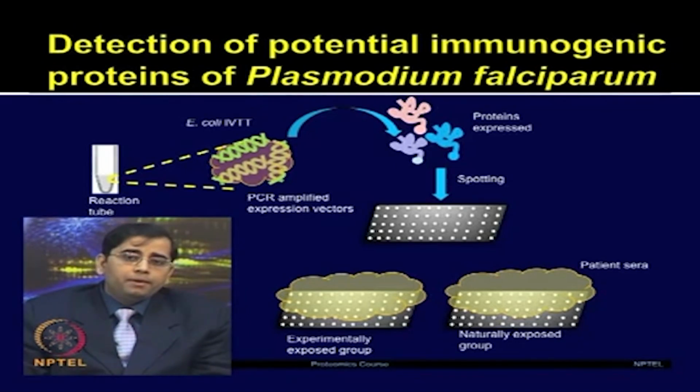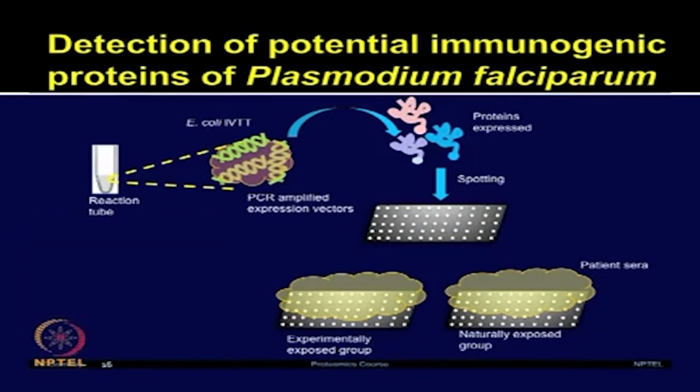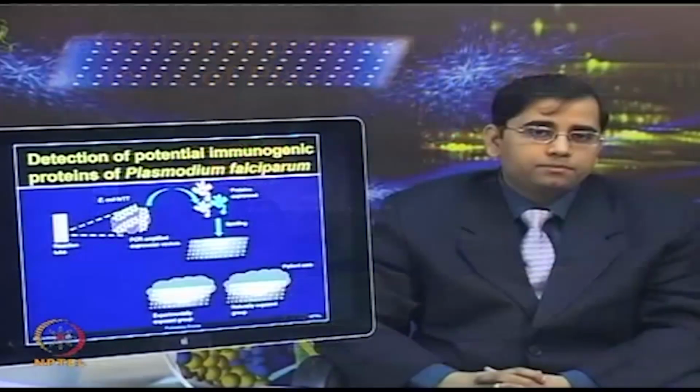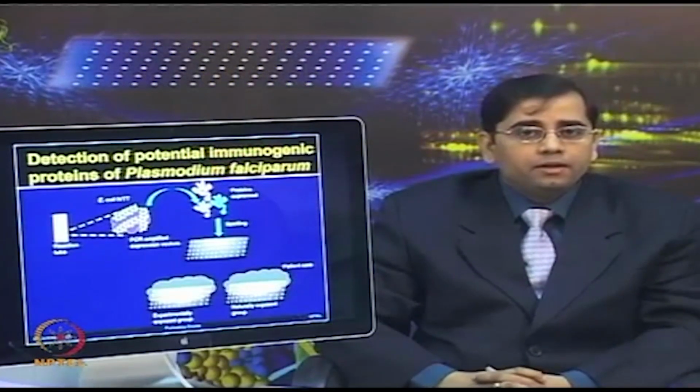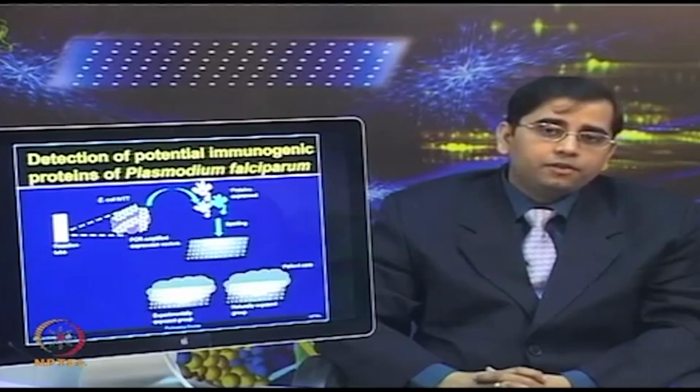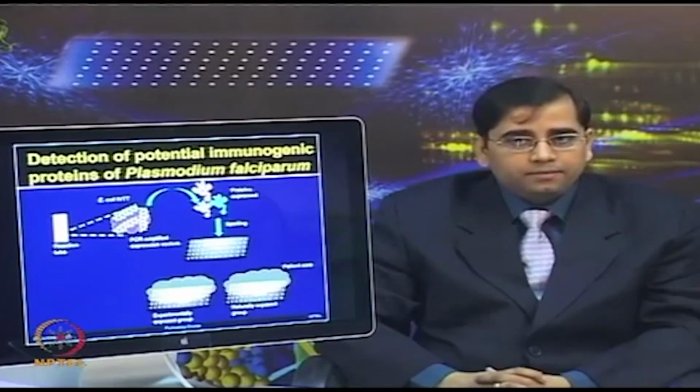Sera from malaria patients who had been exposed to Plasmodium falciparum either naturally or experimentally were screened by using protein microarrays. In this study, the authors identified 72 highly reactive Plasmodium falciparum antigens.